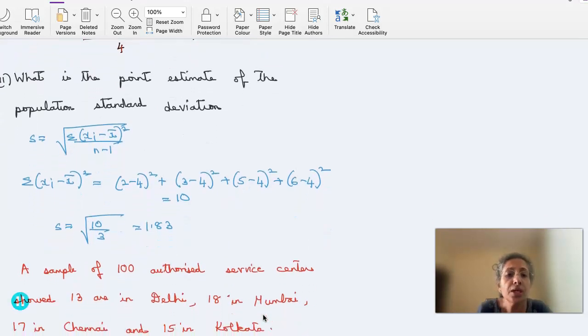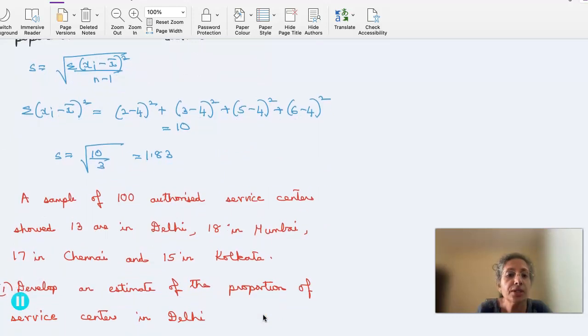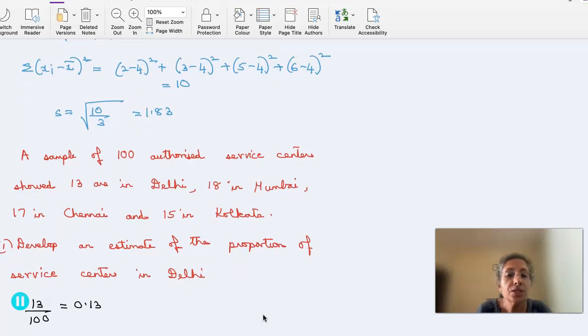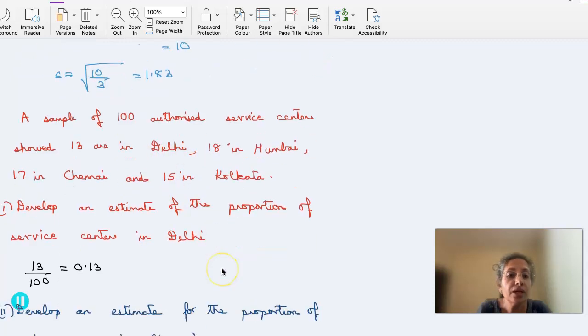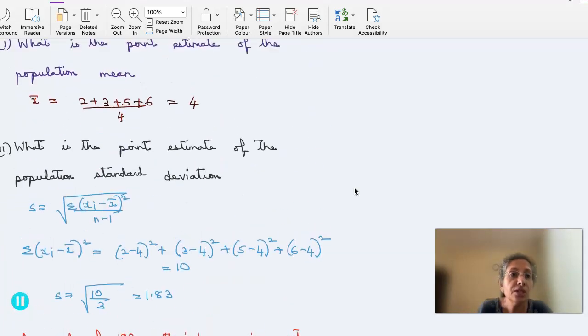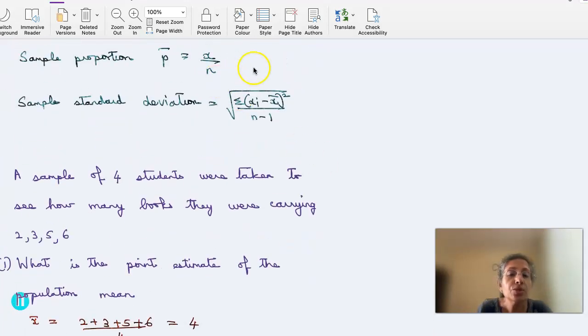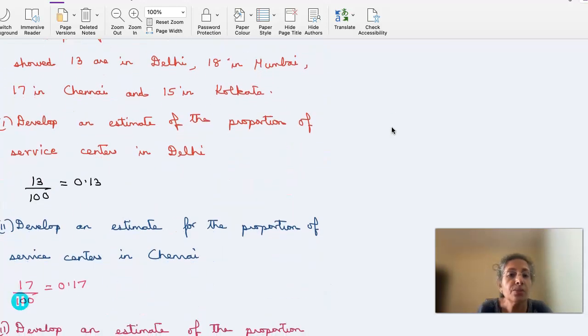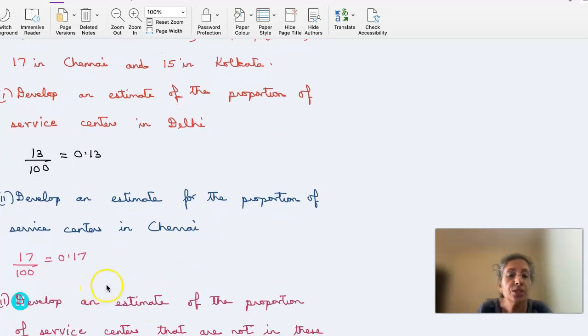Coming to the next question, a sample of 100 authorized service centers showed 13 in Delhi, 18 in Mumbai, 17 in Chennai, and 15 in Kolkata. Develop an estimate for the proportion of service centers in Delhi. So the proportion of service centers in Delhi will be 13 by 100, that is 0.13. Because if you look at the earlier definition, the sample proportion p bar is x by n. Again, develop an estimate for the proportion of service centers in Chennai. That will be 17 by 100, which is 0.17.